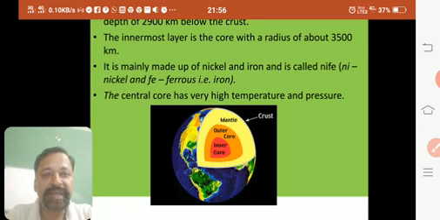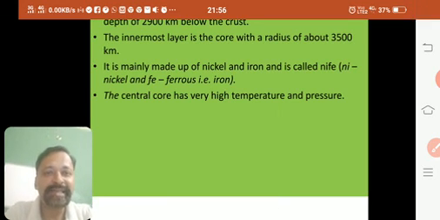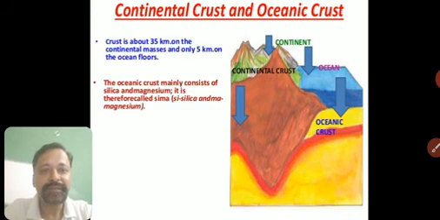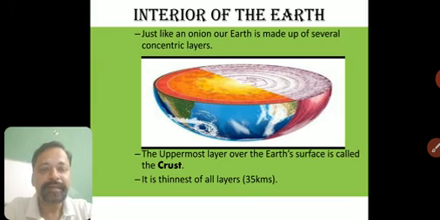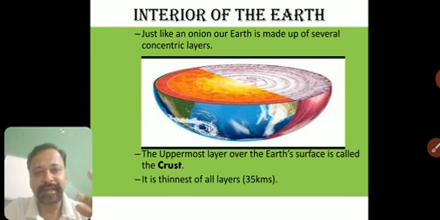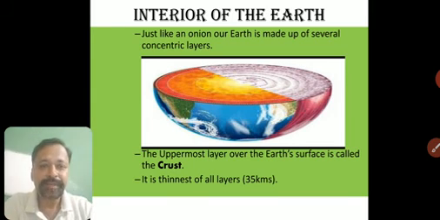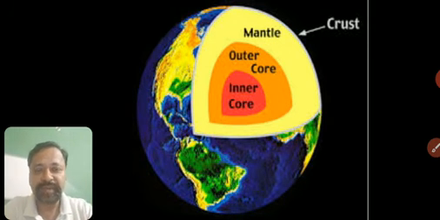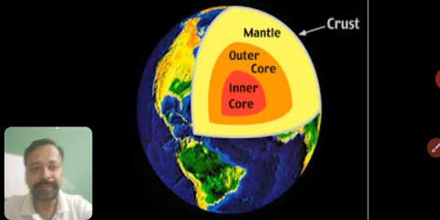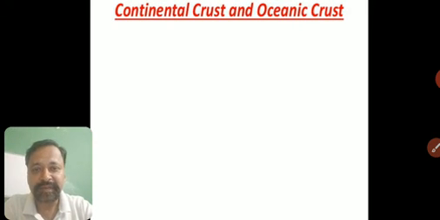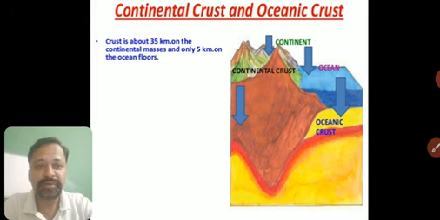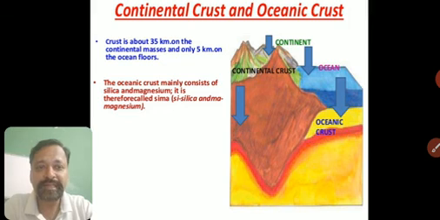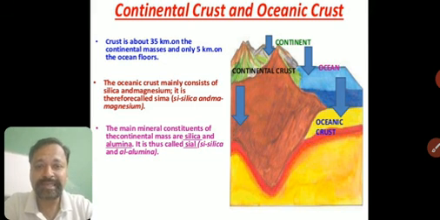Okay, so we'll have just a brief recap of what we had seen till now. We'll start from the first slide. First was the interior of the earth. It has concentric layers like an onion. The uppermost layer is called the crust, which has a thickness of 35 kilometers. So this is what we have seen: crust, mantle, outer core, inner core. Then we have two kinds of crust: continental crust and oceanic crust. Continental 35 kilometers, oceanic is just 5 kilometers. Then the oceanic crust is also called Sima, and continental crust is also called Sial.